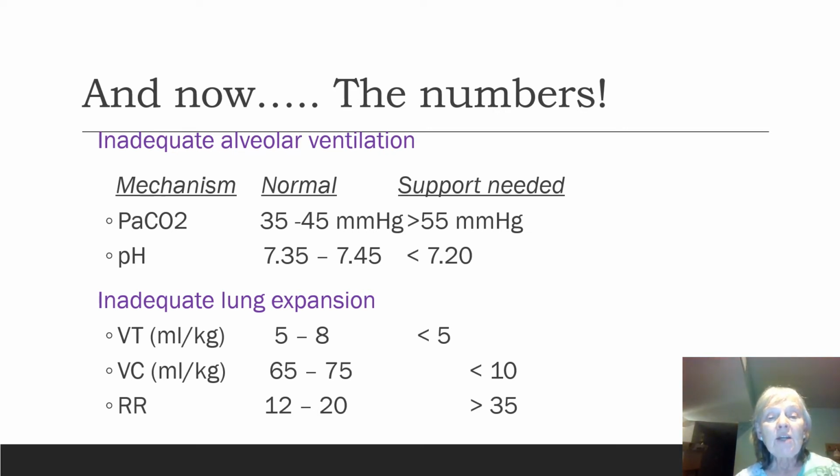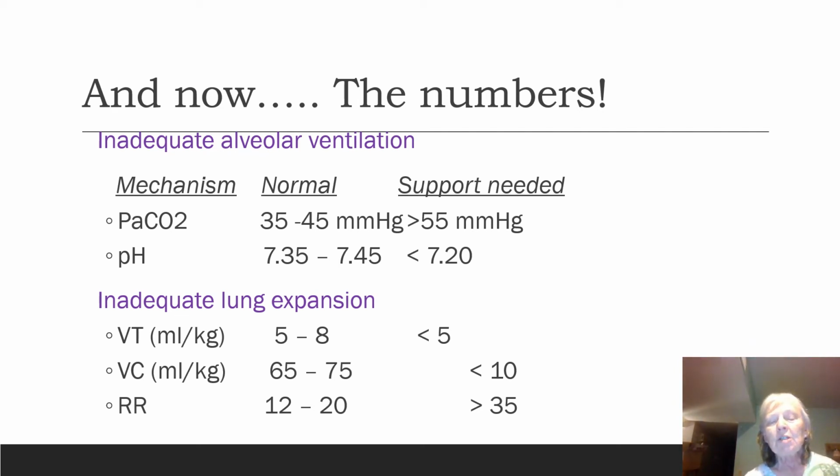Inadequate lung expansion, for the most part, your tidal volume. Tidal volumes are 5 to 8 mLs per kilo, okay? We're not using ideal body weight in pounds anymore. We're now using the ideal body weight in kilos. What this basically means is this. Mr. Jones comes in. Mr. Jones is about 5'6".